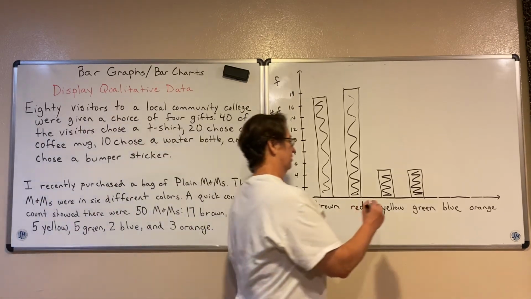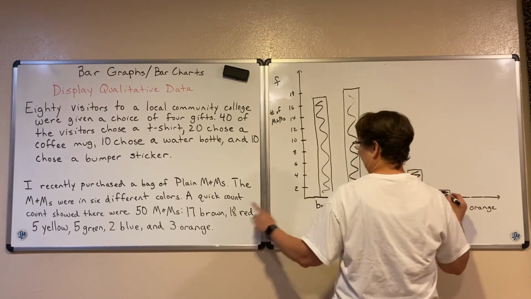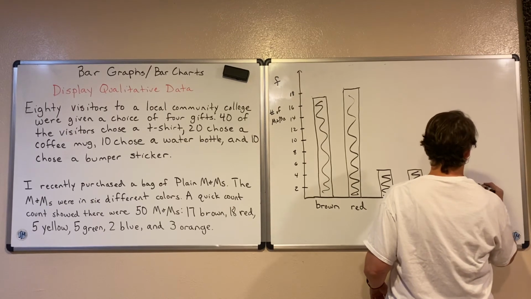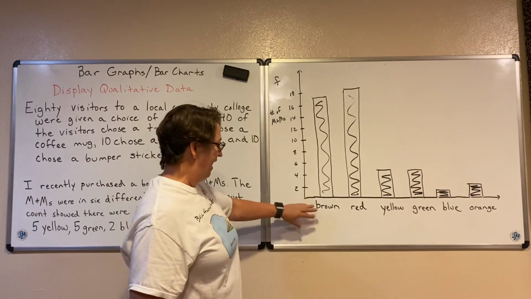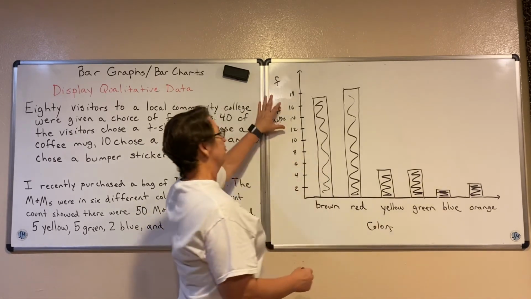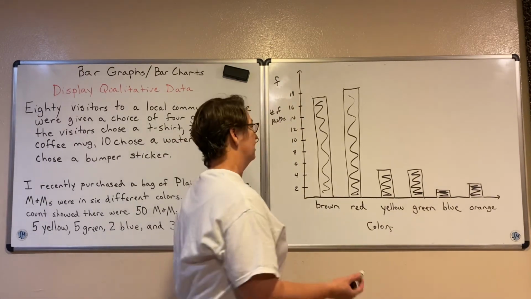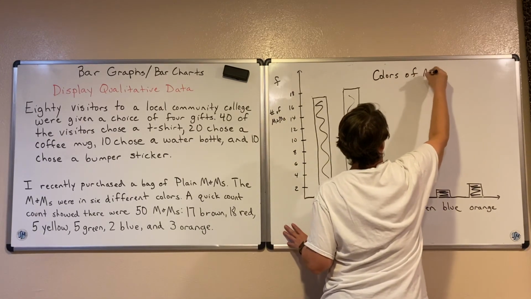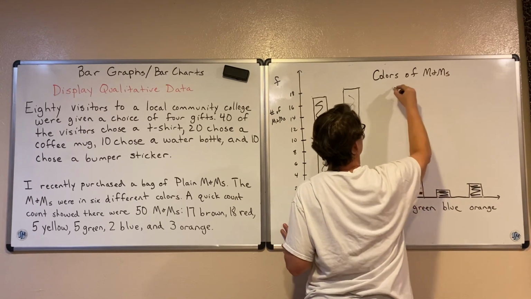2 blue. And then last but not least, 3 orange. Goes up halfway in between there, 3 orange. And then good graphs have labels. So these are the colors. This is the frequency or the number of M&Ms. And then good displays also have titles to let my readers know at a glance what the data represents. Colors of M&Ms in a bag.